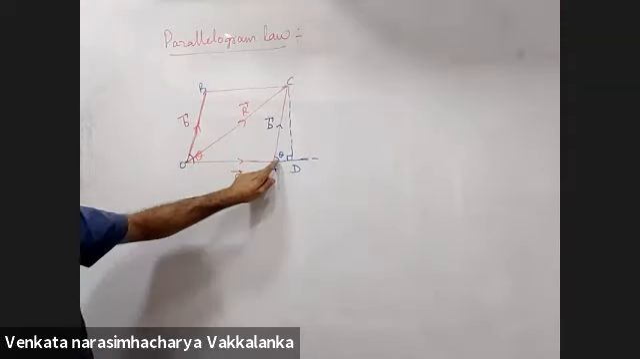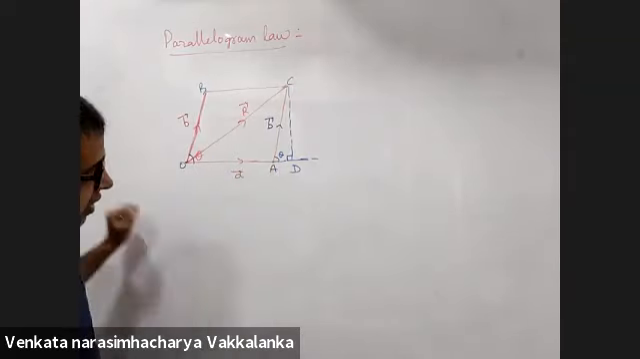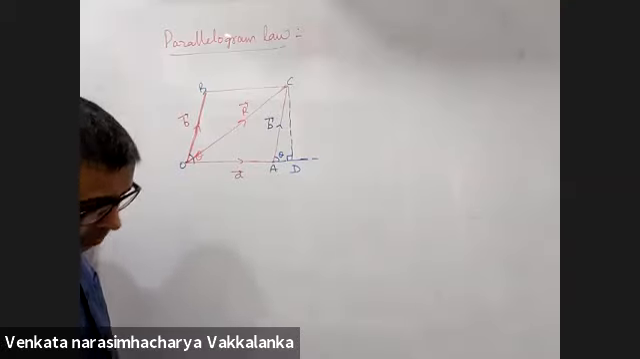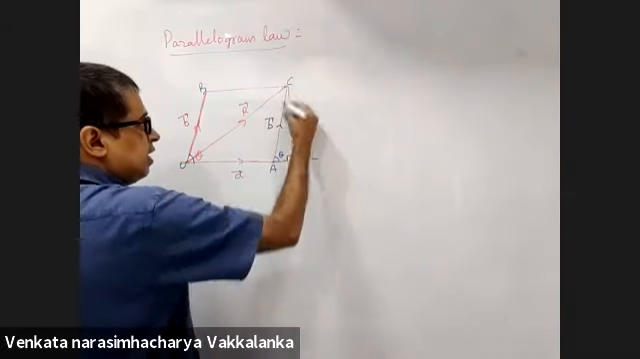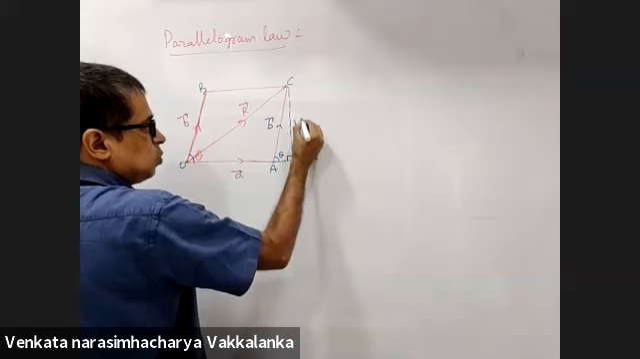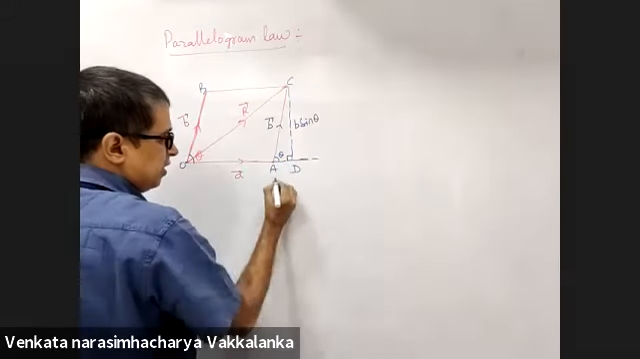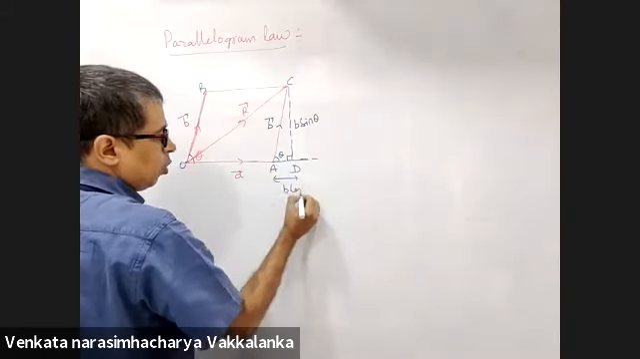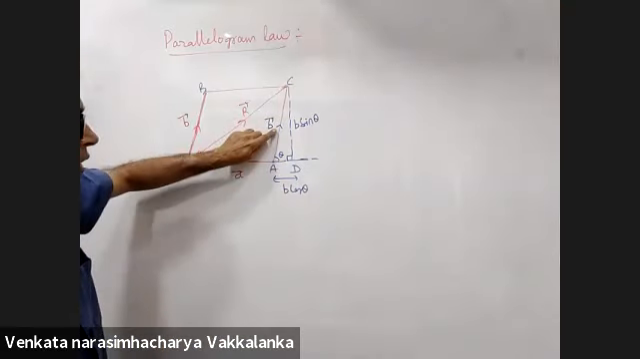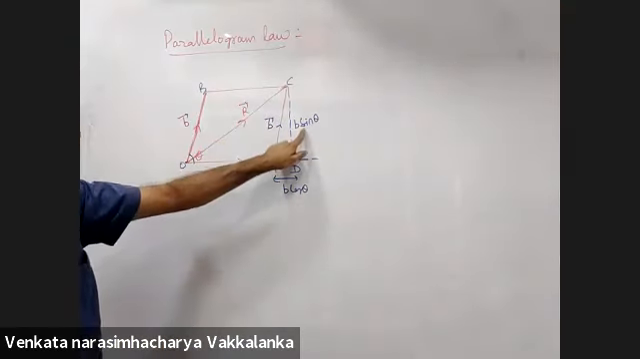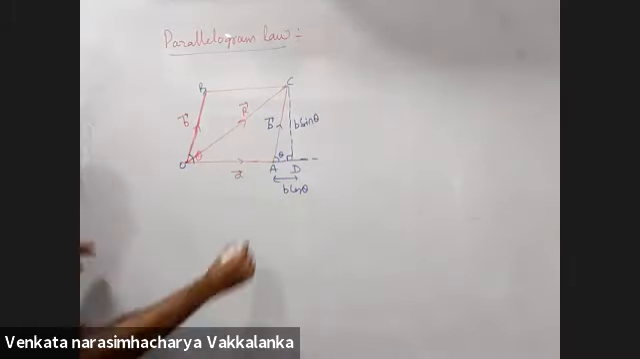If this angle is theta, this angle is theta. Do you all agree with that? Yes. In the right angle triangle, this will be B sin theta, this will be B cos theta. Component of B adjacent to the angle, not adjacent to the angle.